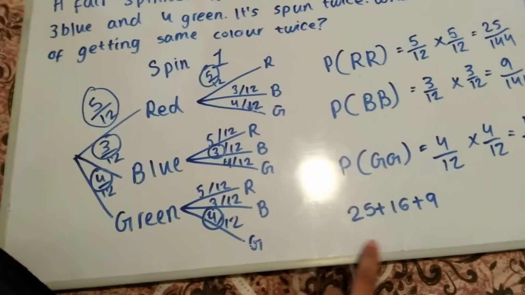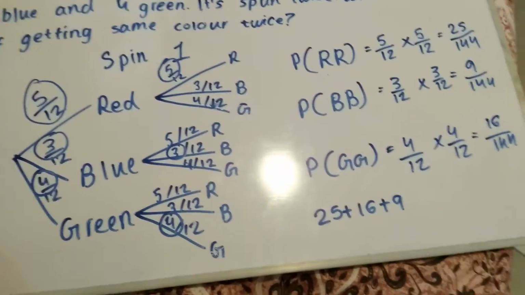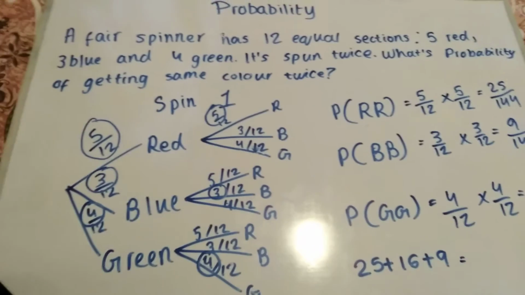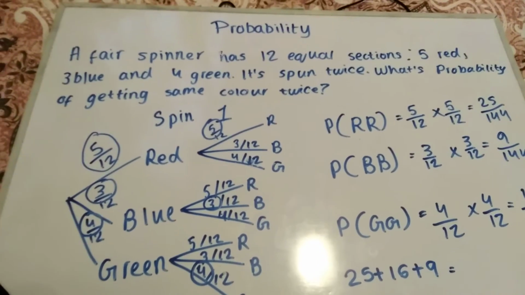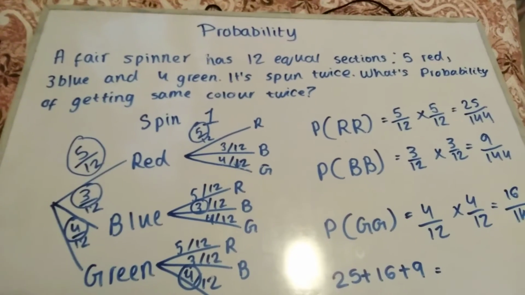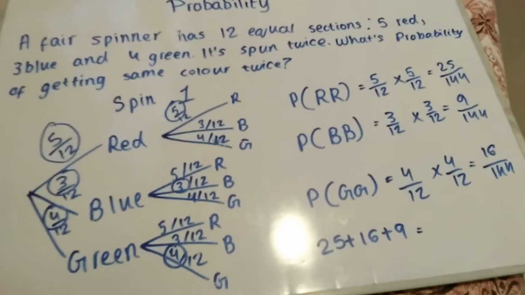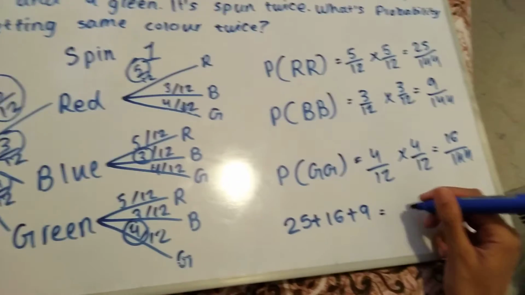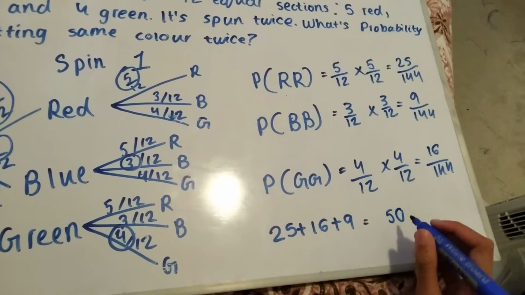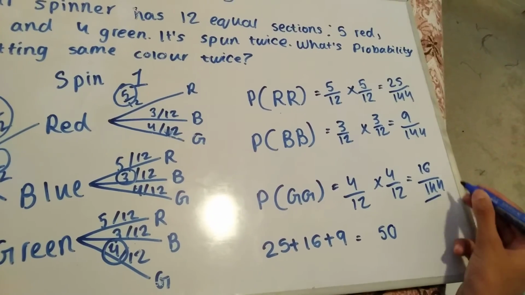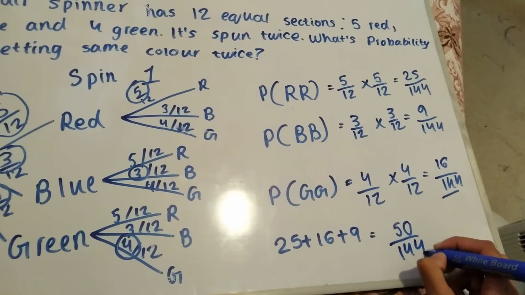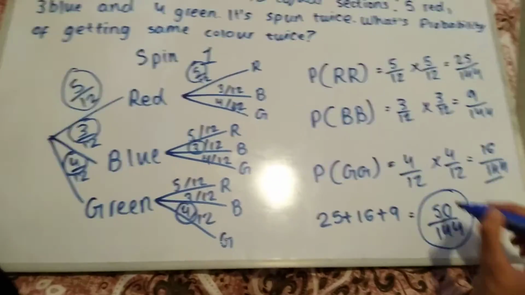So if we add this up together, we are going to get the answer of 25 plus 16 plus 9. You can do this on your calculator or you can do it mentally, but you should get the answer of 50. Now you don't just leave it as 50. We know the fractions are out of 144, so we're going to put 50 over 144, and this will be your answer.